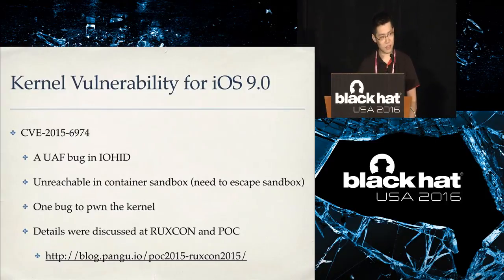And actually, this is a very, very powerful bug. If you exploit it in the correct way, you can defeat all the mitigations with just one bug. So we can pwn the kernel with one bug. Also, we already discussed the details and the way to exploit this bug in a formal conference at RuxCon, and the POC. If you missed the talk, you can check the address here. You can download the slides for the details.